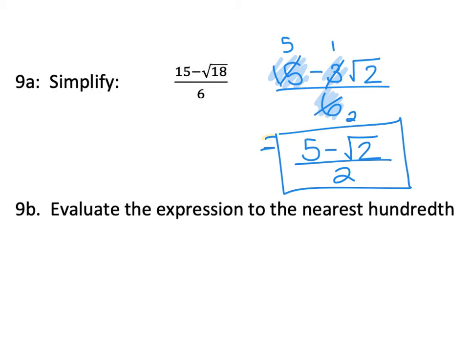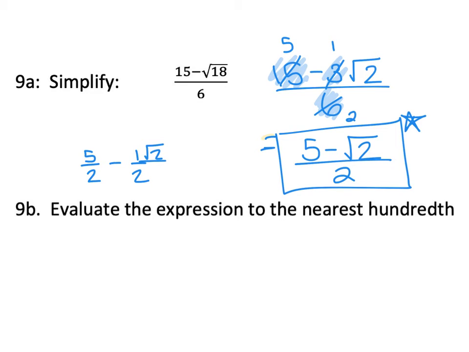Okay? So you can leave it like this. Just to show you a different acceptable way, you could write 5 over 2 minus 1/2 root 2. Like this would be acceptable. But this one here is probably more common.